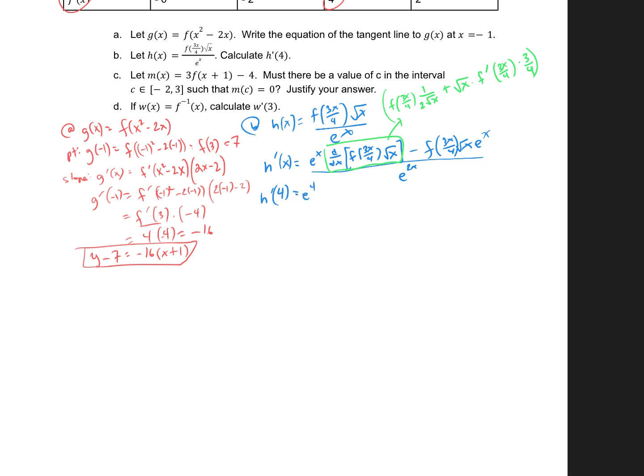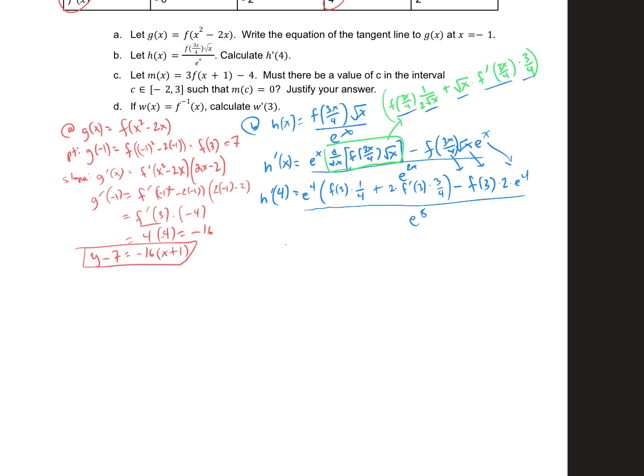So I'm going to have e to the 4th times, let's see, this would be f of 3 times 1 over 2 times the square root of 4, so that would be times 1 over 2 times 2, so times 1/4, plus square root of 4, which is 2, f prime of 3 times 3/4 minus f of 3 square root of 4 e to the 4th, all over e to the 8th.